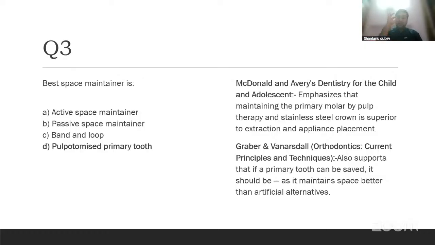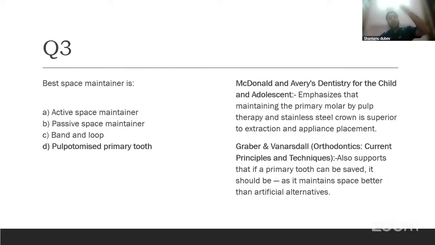A primary tooth is always the best space maintainer. That is why the pedodontists perform pulpotomy, pulpectomy, whatever they do, because they need to conserve the space. They need to conserve the primary tooth as well, because that's the best space maintainer.